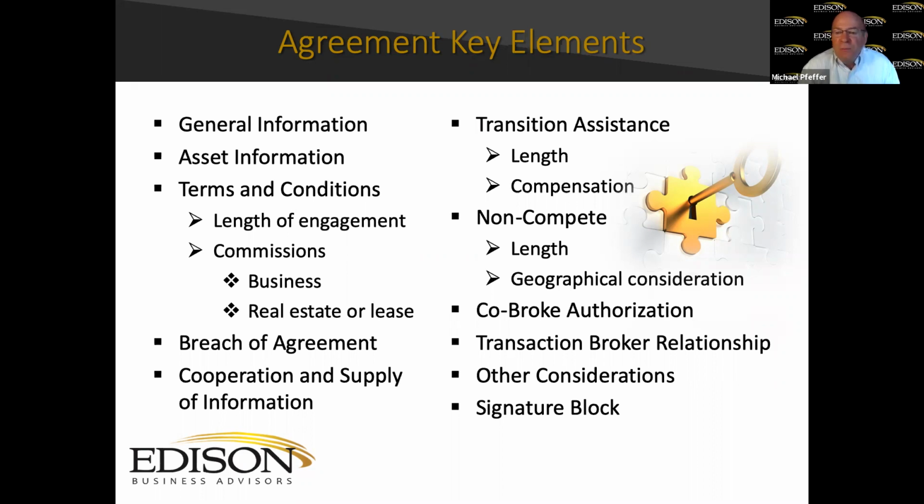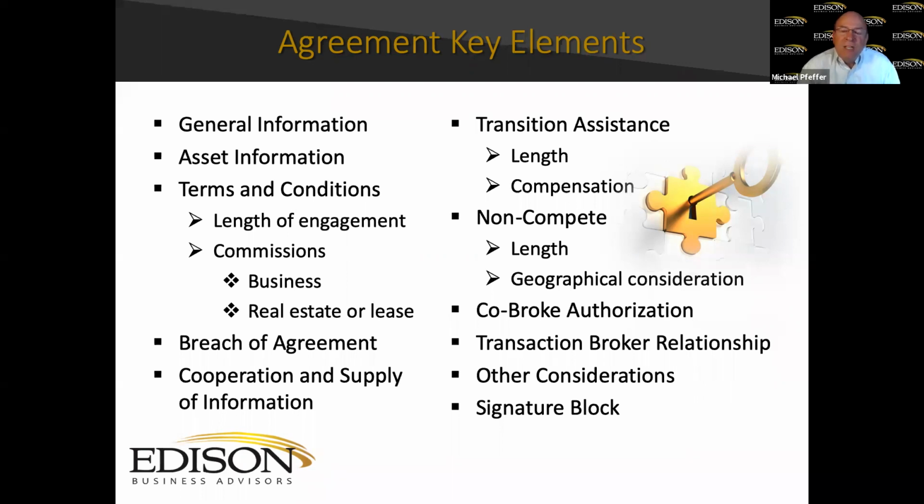We have a transaction broker relationship, which means we do not act as an agent for the seller. We are an intermediary, or you might think of it as a facilitator. We're there to get a deal done, and we help the buyer and the seller come to terms. There are other considerations that may come into play. And again, we have addendums that we can add to that as well. It must be signed, and it must be actually guaranteed by the signer as well.